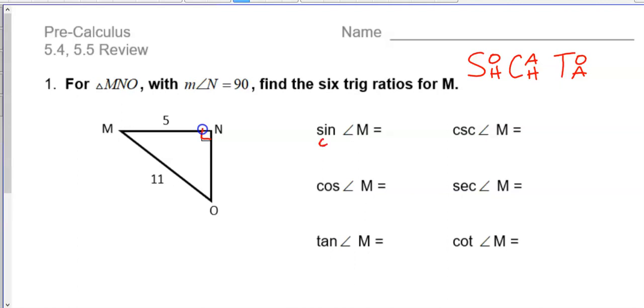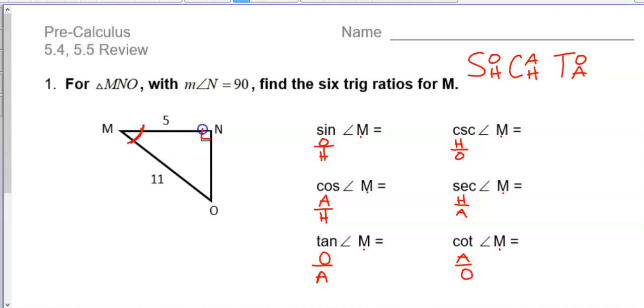So sine is opposite over hypotenuse. Cosine is adjacent over hypotenuse. Tangent is opposite over adjacent. And then cosecant over here on the right side, that is the reciprocal of sine, so hypotenuse over opposite. Secant is the reciprocal of cosine, so hypotenuse over adjacent. And then cotangent, reciprocal of tangent, which is A over O. Okay? And all of these have to do with angle M. We are not switching the angle, so we're talking about this angle M each and every time.